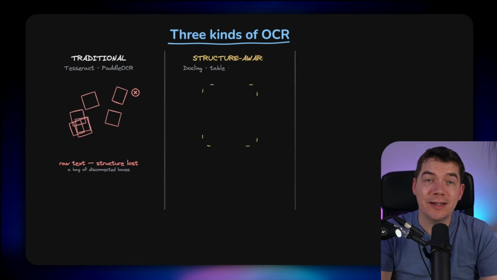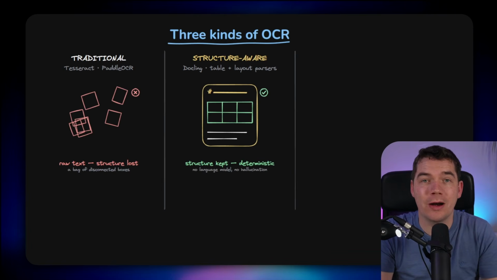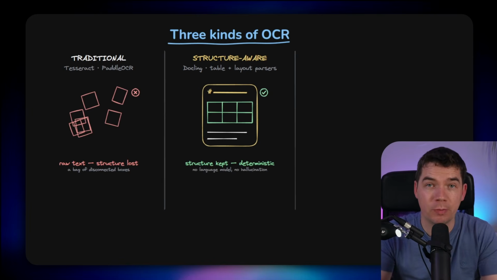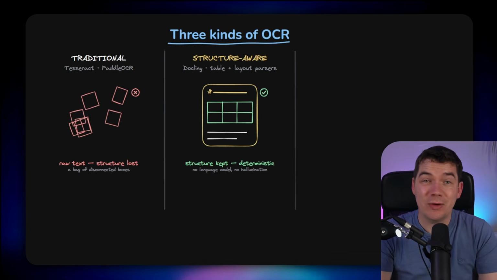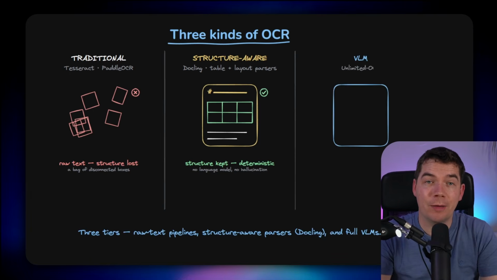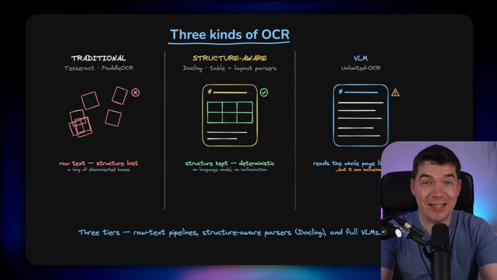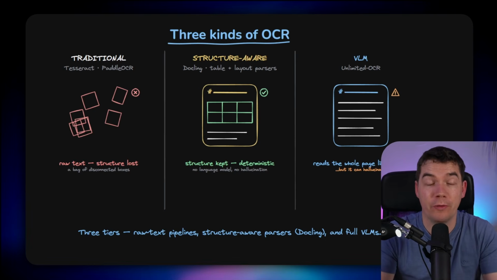Then in the middle, you've got structure-aware document parsers. So the likes of Docling's dedicated table and layout parsers, or PaddleOCR's PP-Structure pipeline. These are still pipelines, but they've got a layout model and a table model, so they actually understand the structure of the page, and they can help export out Markdown, for example. With these solutions, you can keep your tables intact, you can keep the reading order correct without ever touching a large language model. And then at the top, you've got vision language models, which is what Unlimited-OCR is. And that's a single model that just looks at the whole page and writes the text out in much the same way that it would describe a photograph, for example.